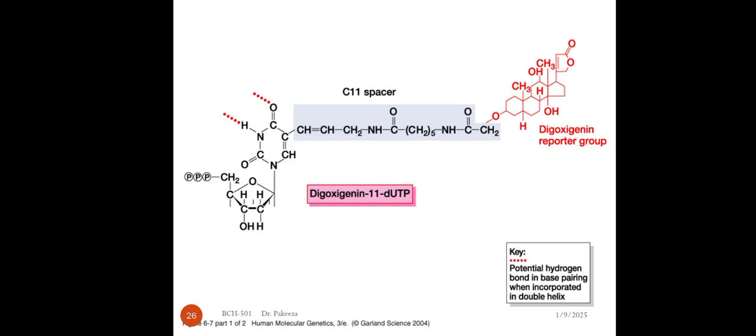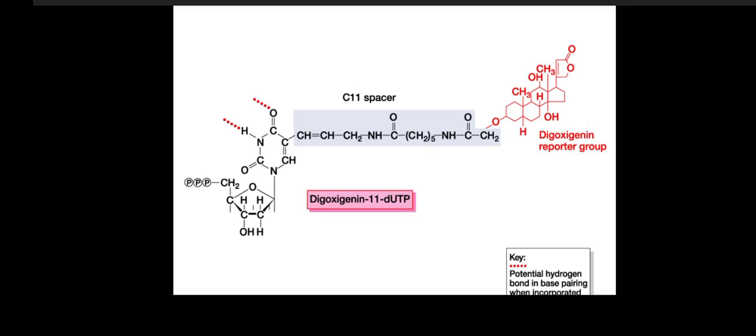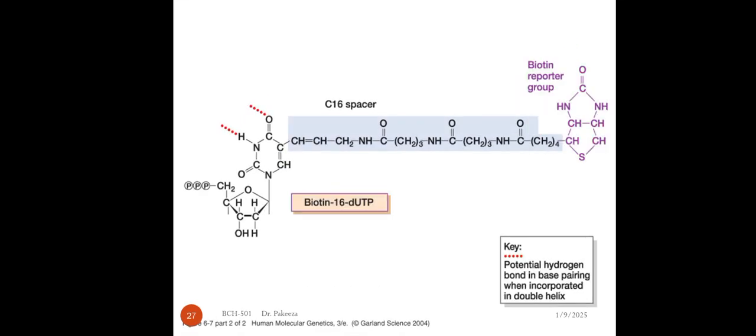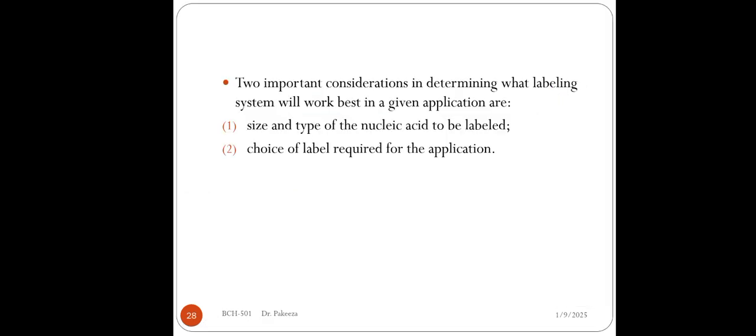Again, here you can see the nucleotide with the spacer molecule and a reporter dye, which you can also call the digoxigenin reporter group, and the spacer is 11 carbon long. The second one is the biotin 16 UTP, where the reporter group is biotin and it has affinity for, as I have told you, streptavidin or avidin.